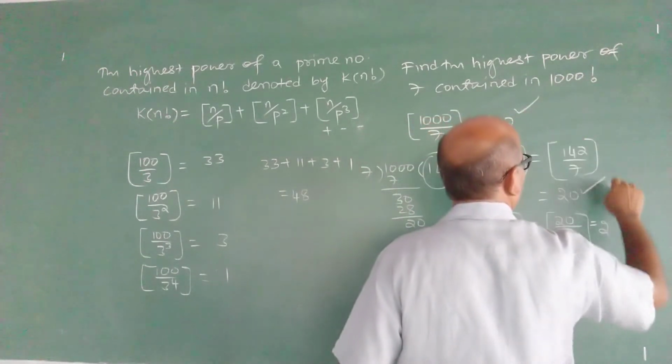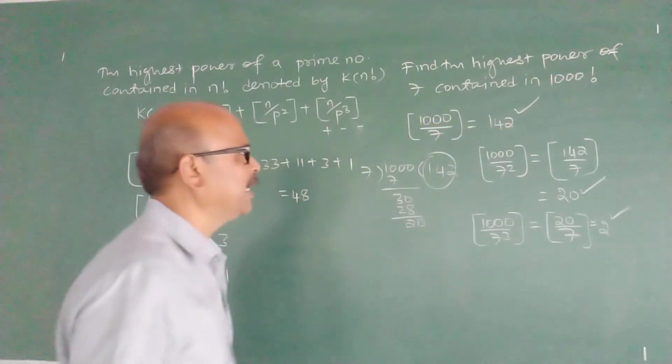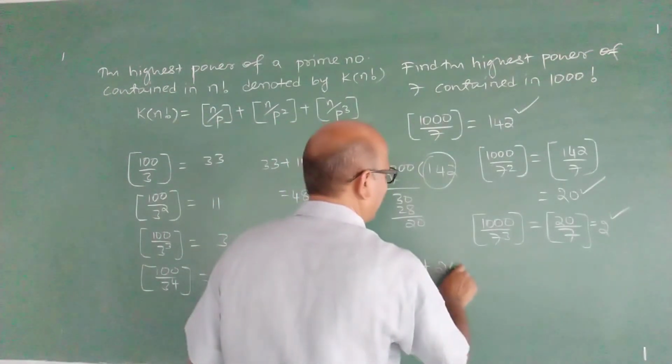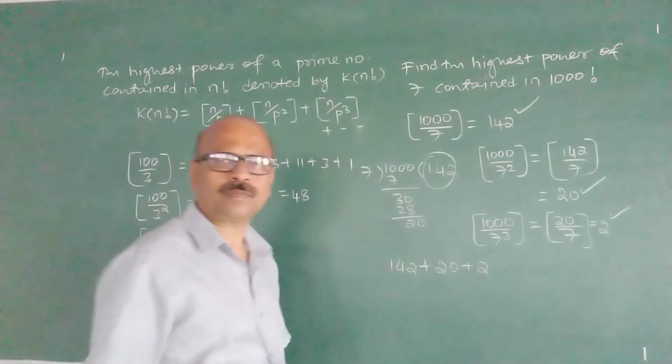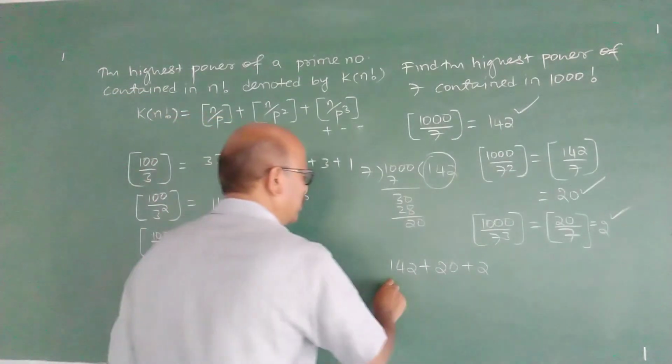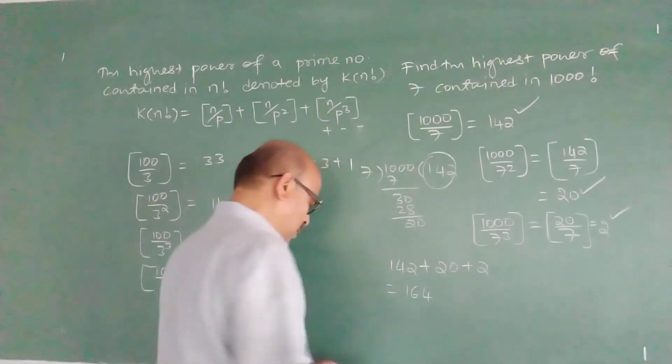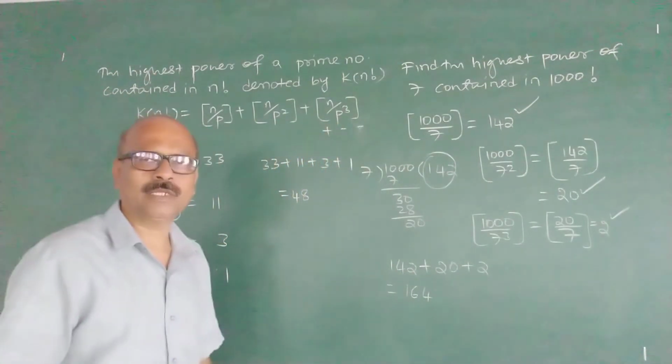Now what is therefore the highest power of 7 contained in 1000 factorial? 142 plus 20 plus 2. Correct? So it is 164. Is it 164? Yes.